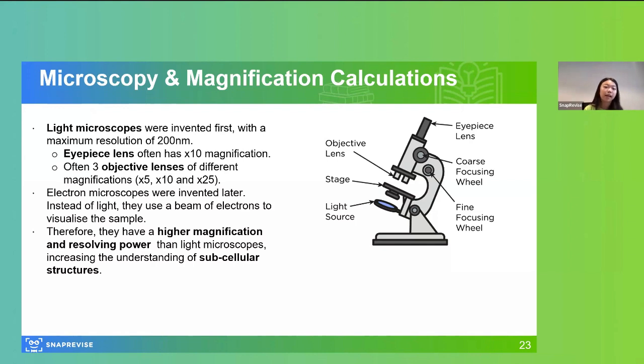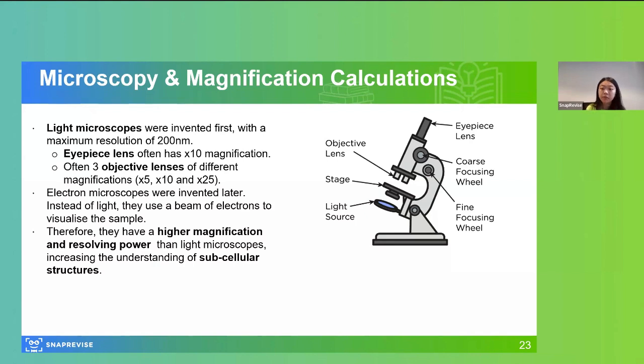The eyepiece lens has a 10 times magnification. So just from looking into the eyepiece lens, that will already give you magnification. Then you have 3 objective lenses which magnify even more, and that's times 5, times 10, times 25. I don't think you need to know numbers too specifically, but that's just extra information.